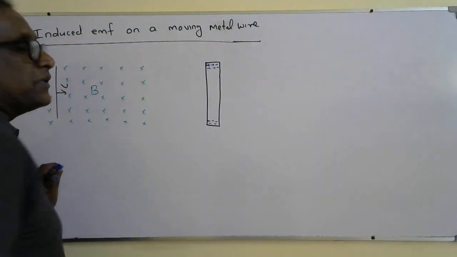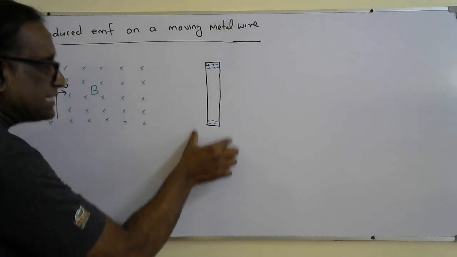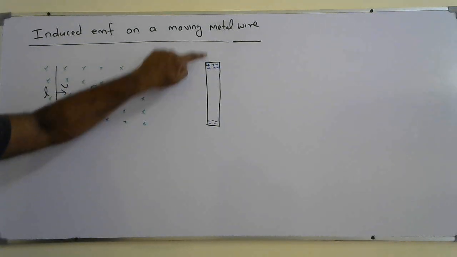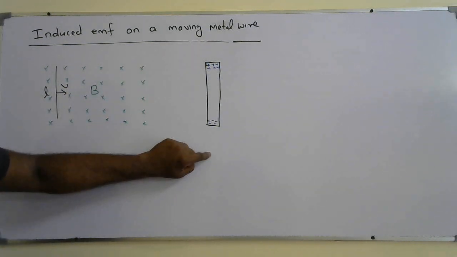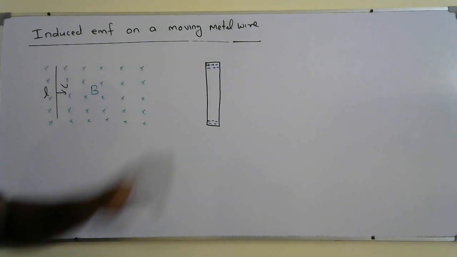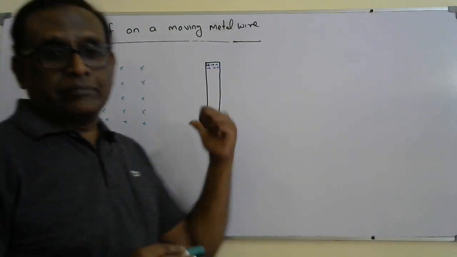So due to these opposite types of charges at the opposite ends, there will be an electric field developed inside the metal wire. Also, there will be an induced voltage due to these separated charges. So the origin of the induced EMF is this.